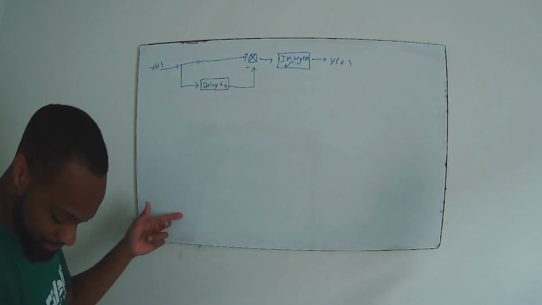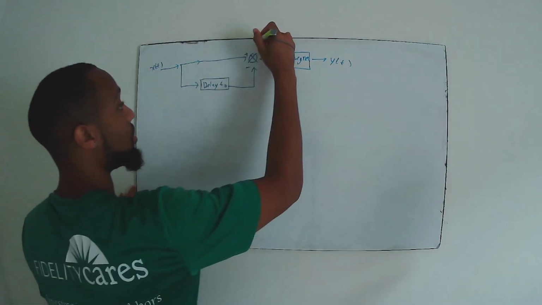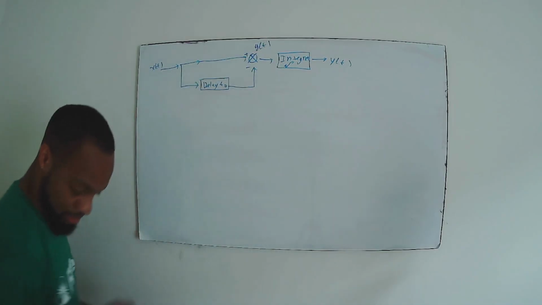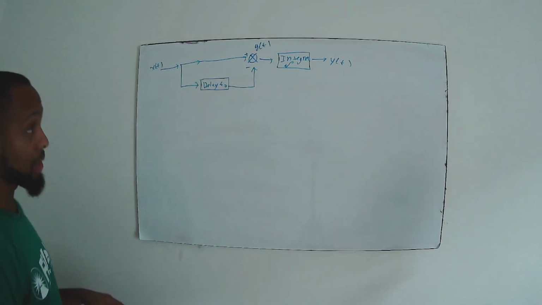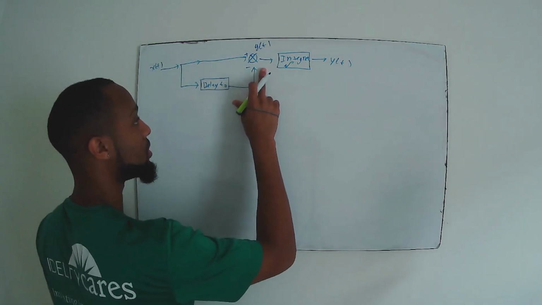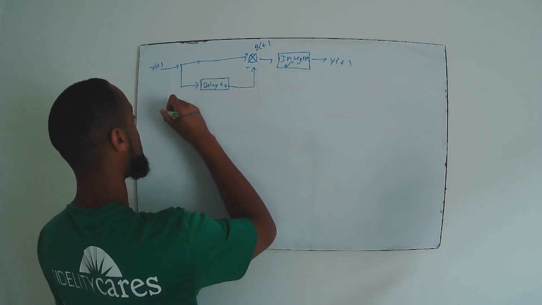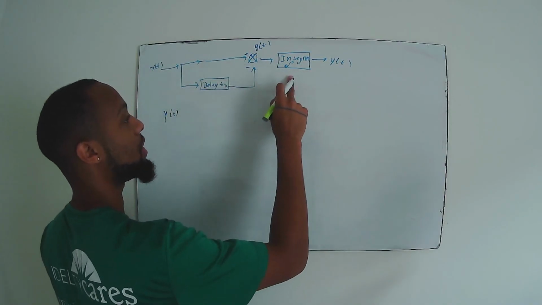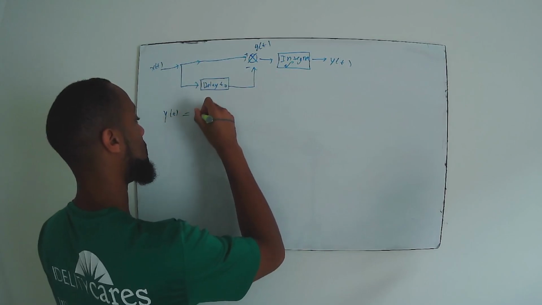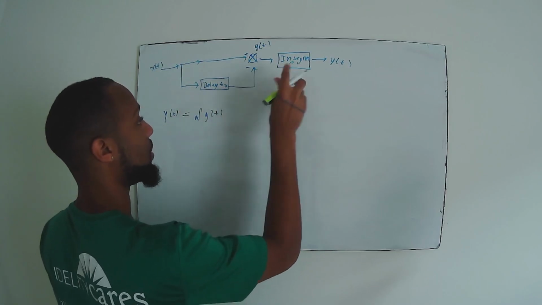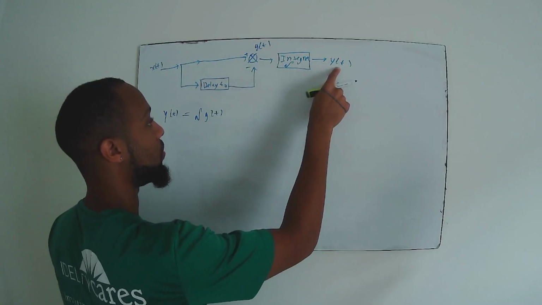So let's write the equation for this one. They call this part g of t. Let's break it down. So let's solve for g of t first, because we know that y of t is going to be the integration of g of t, because that's what's going into the integrator, g of t, and that's what y of t gets.